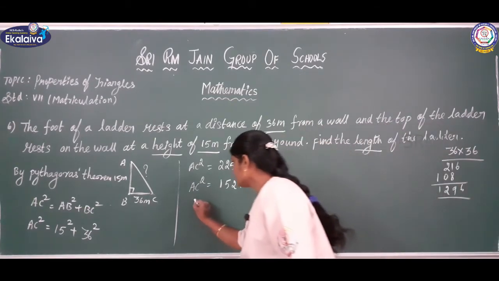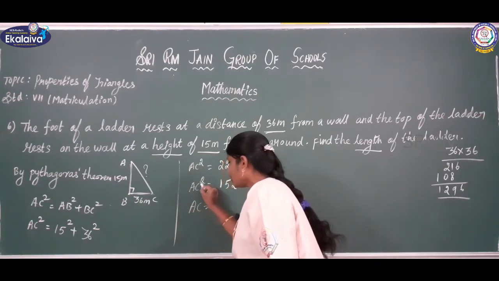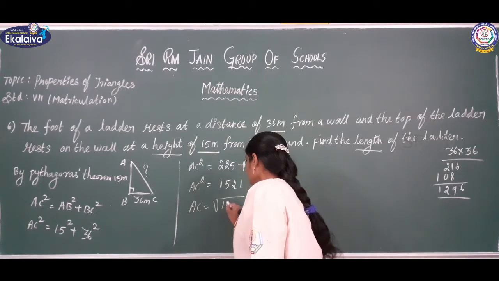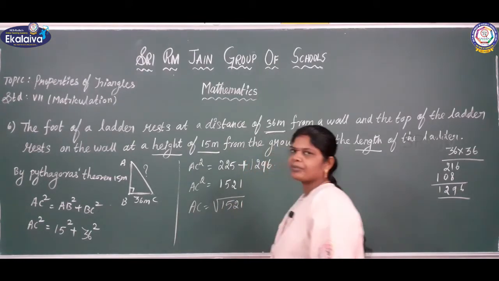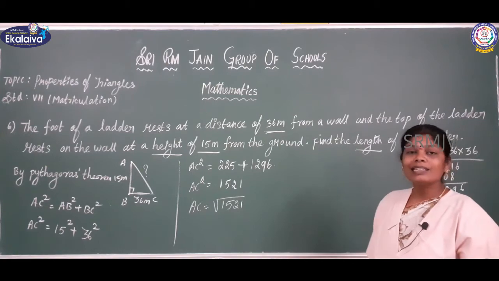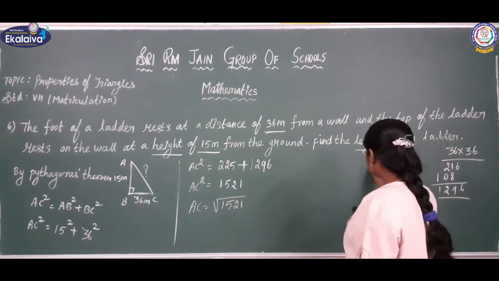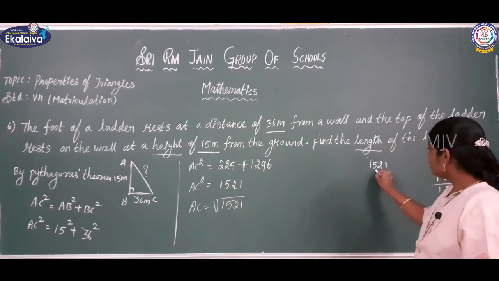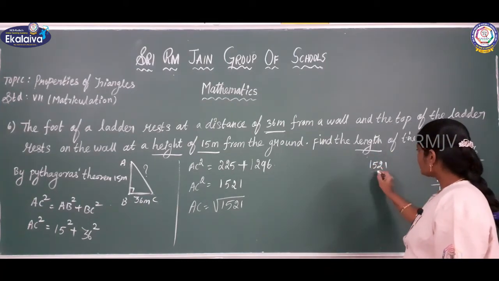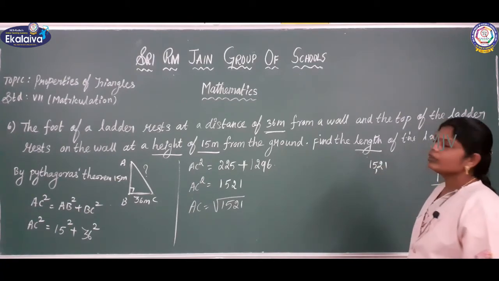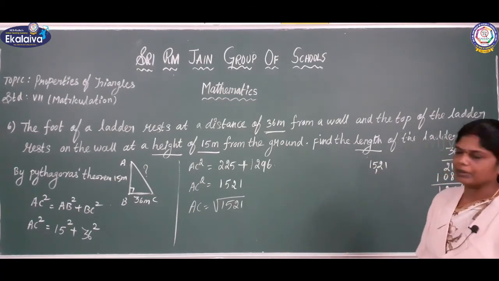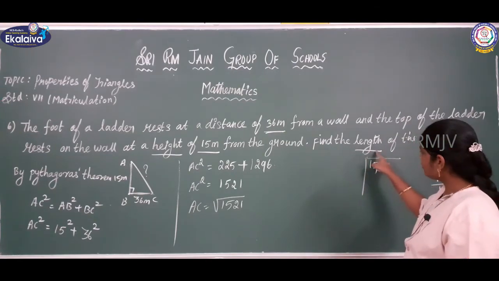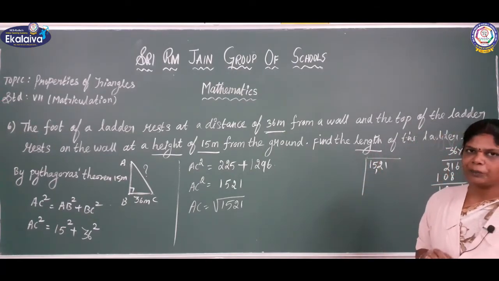Next, what do we want to find? AC. So AC equals, the square will change to square root, the square root of 1521. So we need to find out the square root. Long division method I will teach you here. I already taught this. Every 2 digits, put a comma, from the last. Then whatever you write here, the same number you have to write in the quotient place.